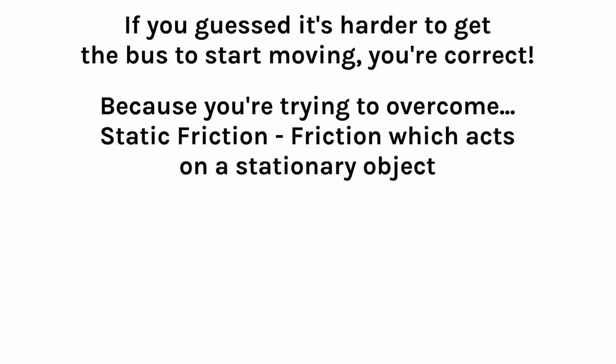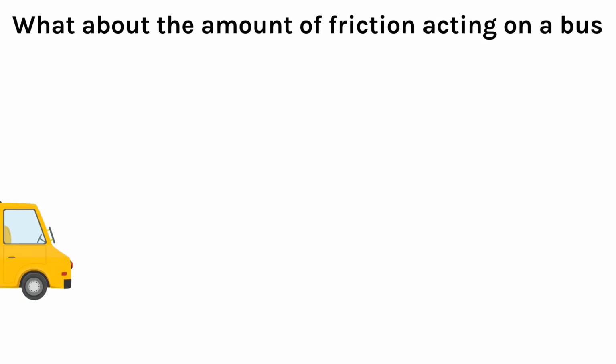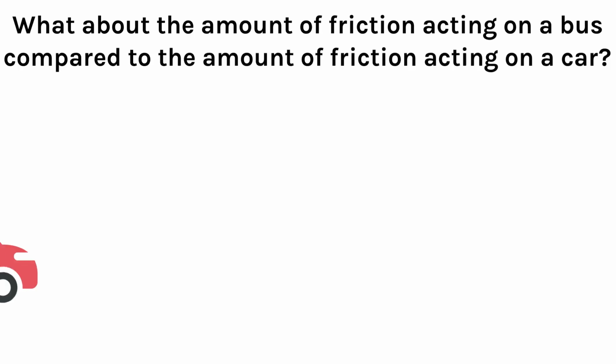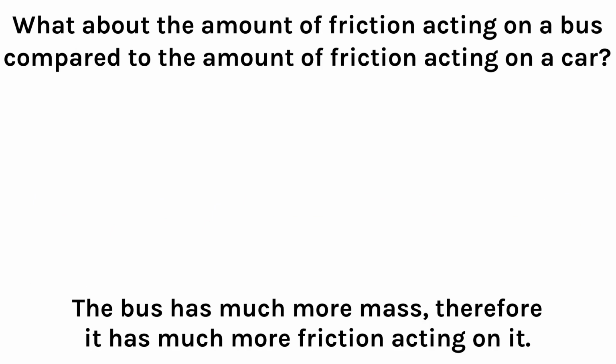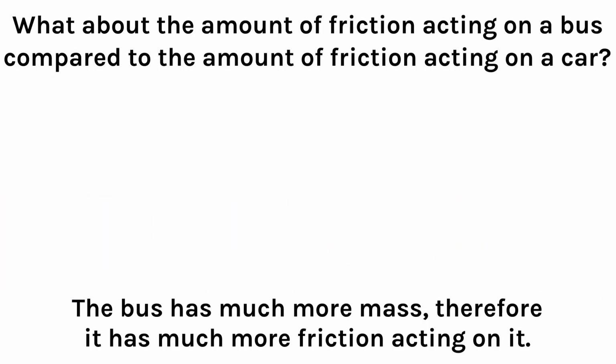Because you're trying to overcome static friction, friction which acts on a stationary object. This is greater than kinetic friction, which acts on objects that are in motion. What about the amount of friction acting on the bus compared to the amount of friction acting on a car? The bus has much more mass, therefore it has much more friction acting on it.